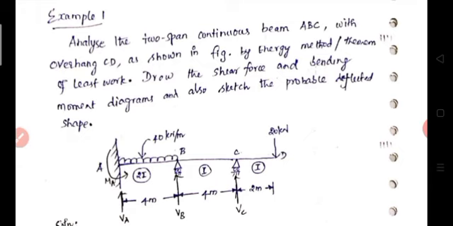In the figure itself, it shows that it is a non-prismatic beam. Non-prismatic means the moment of inertia is different at different sections. So try to solve this problem with the help of the energy approach. We know that the energy method is a force method.